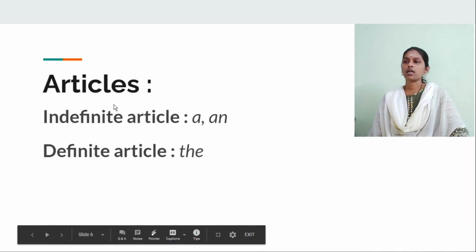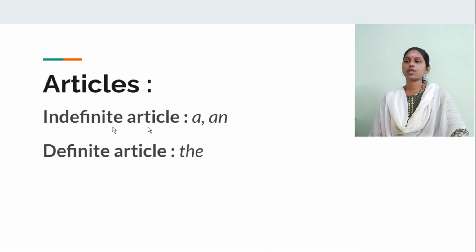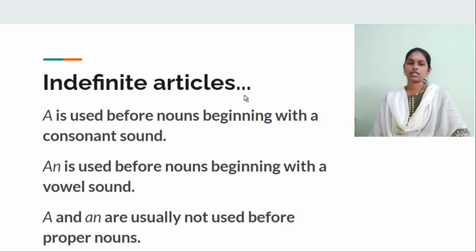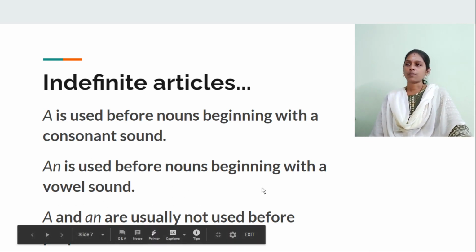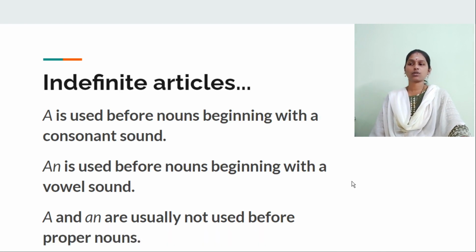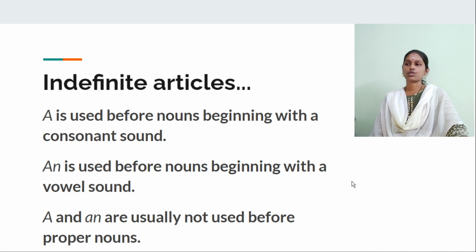So what are these a and an articles? Those are indefinite articles, and the is the definite article. So when are the indefinite articles a and an used? A is used with words that begin with consonant sounds and an is used with words that begin with vowel sounds. A and an are usually not used before proper nouns, but there are some exceptions. So let's see when they are used.